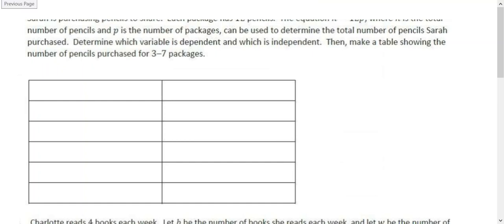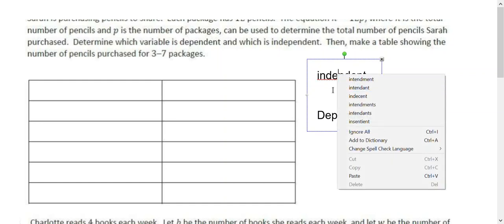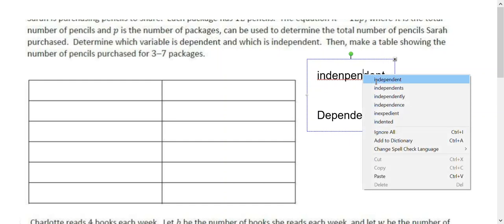And again, you can pause and try these on your own. And I want you to actually write independent and dependent over here so you can define them, okay? If I can spell them correctly, there we go. Independent and dependent. I think I got it now.